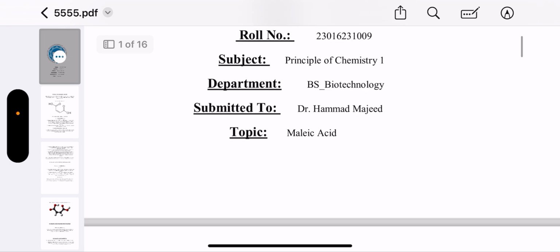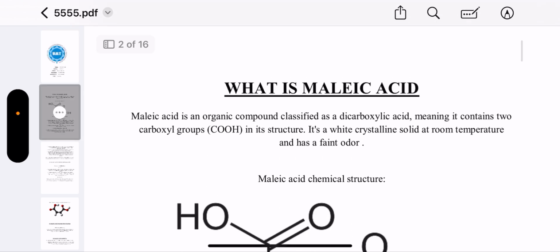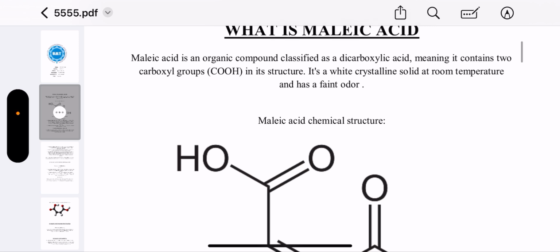Topic: Malic acid. What is malic acid? Malic acid is an organic compound classified as a carboxylic acid, meaning it contains two carboxylic groups in its structure. It is a crystalline solid at room temperature.